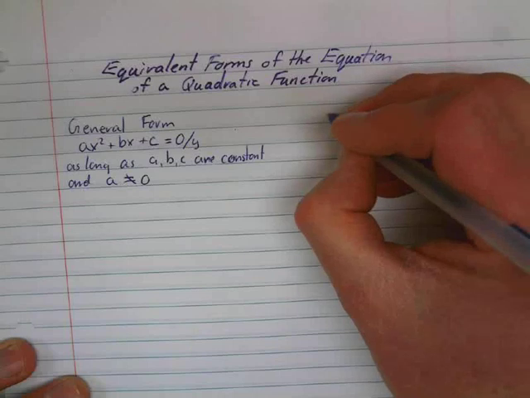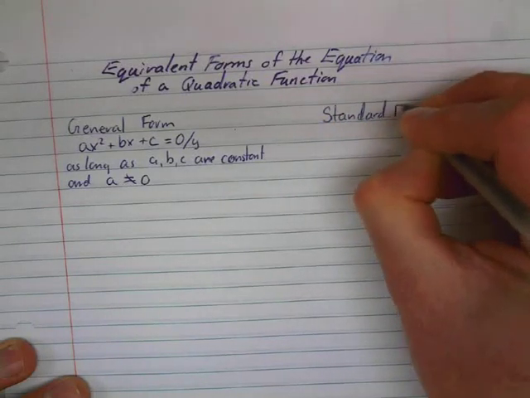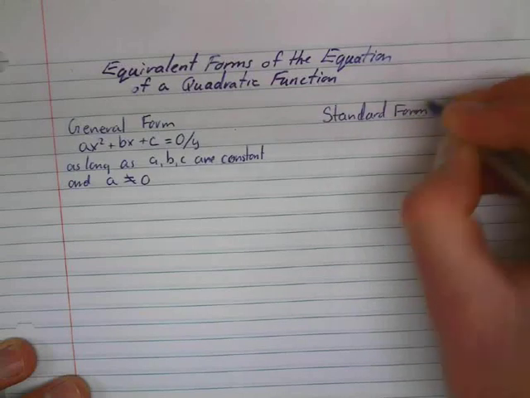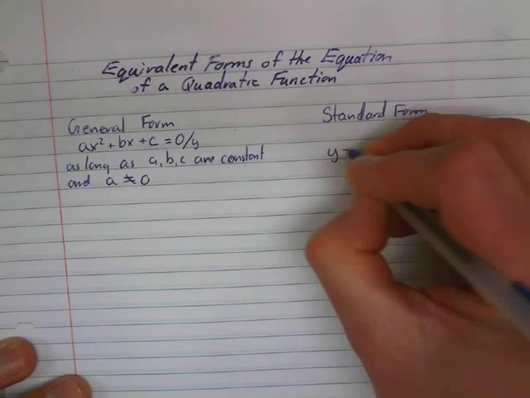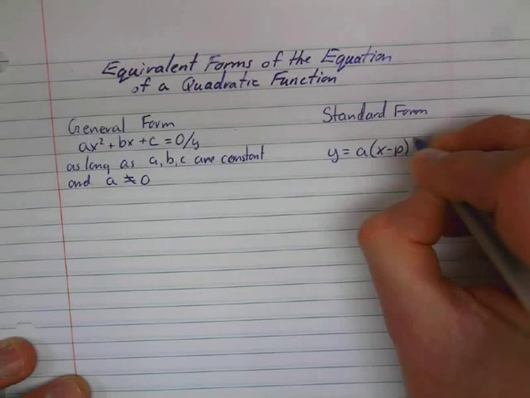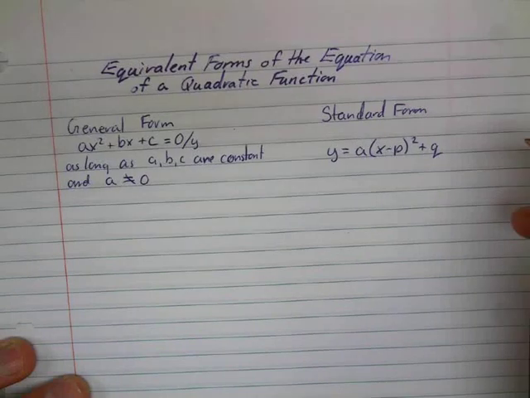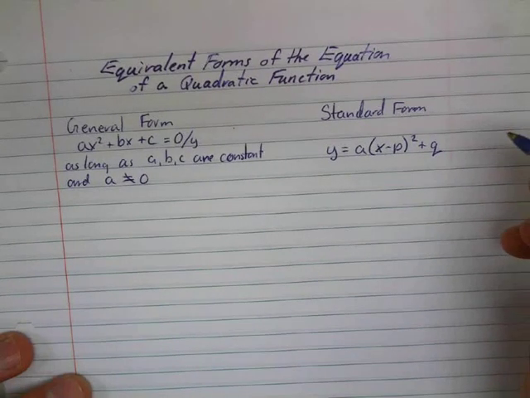The other form is our standard form, which we just learned a couple of days ago, and that works with the formula y is equal to a bracket x minus p bracket squared plus q. So those are the two formulas that are going to work, and we're going to switch them.